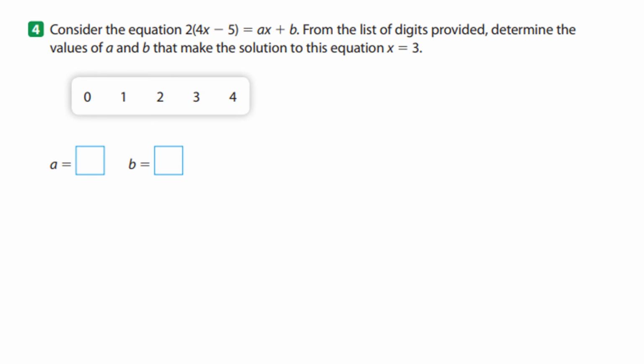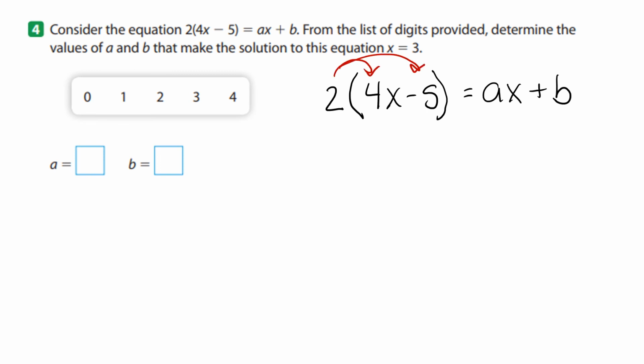Consider the equation 2(4x minus 5) equals ax plus b. From the list of digits provided, determine the values of a and b that make the solution for the equation x equals 3. So if we have the problem 2 and then in parentheses 4x minus 5, we don't know the ax or the plus b, but we can go ahead and distribute.